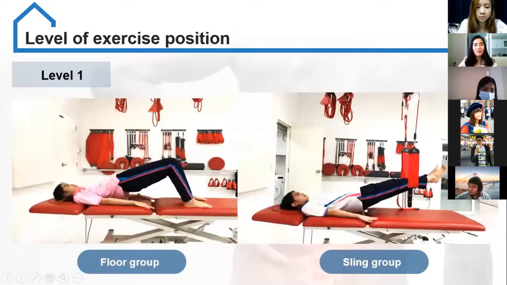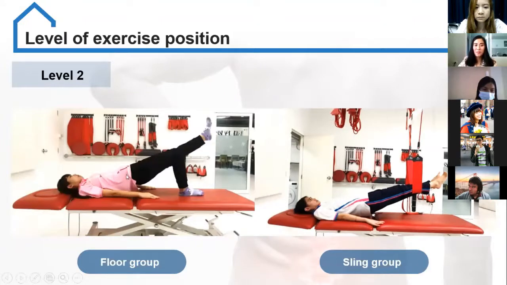The exercise position consists of 3 levels of difficulty. This is level 1, the beginning level. The participant performs breathing exercise, lifting the pelvis up like this, with abdominal drawing, and controls the trunk and pelvis in a stable position for 40 breathing cycles.